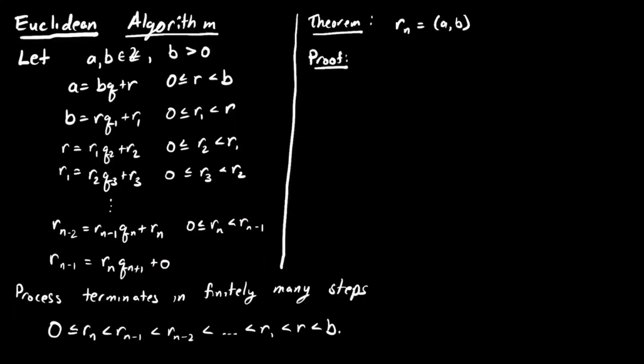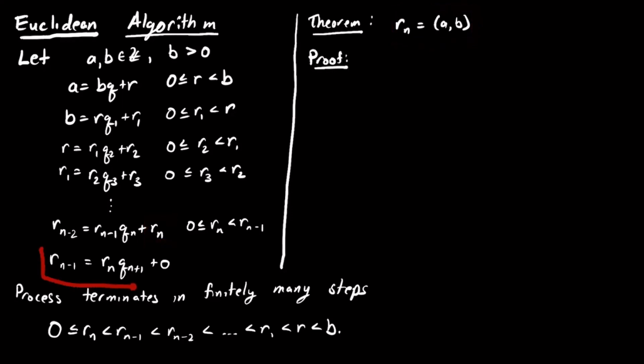Okay, so now we're ready to prove a claim. The claim I'm going to make is that this last remainder here is actually the GCD of a and b. So I'm going to write this down. I'm going to prove that Rn is the GCD of a and b. And what I'm going to do is essentially just make repeated uses of claim 2 from earlier. Okay, so what do we notice?